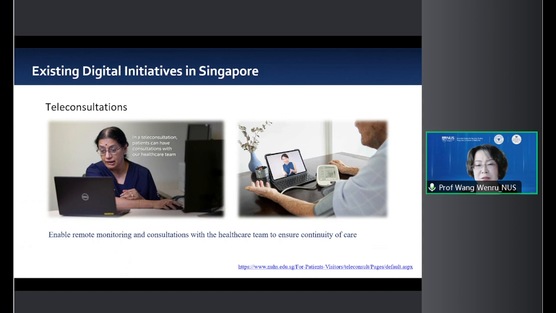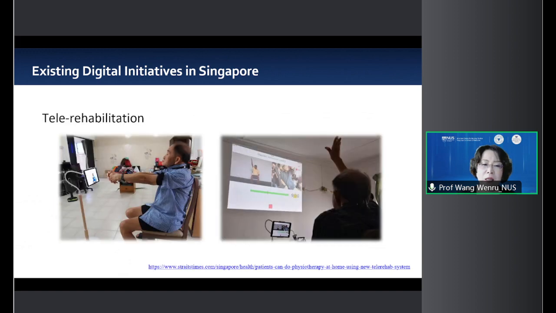Teleconsultation, I think you are probably already very familiar with this. Teleconsultations have also become increasingly popular in Singapore, especially during the COVID-19 pandemic. We know that teleconsultation enables the healthcare team to remotely monitor and consult with our patients to ensure continuous care. And as we know, with an aging population, more and more people will suffer chronic disease and physical disabilities. So rehabilitation becomes crucial for these individuals. Tele-rehabilitation technology is also consistently improving to enable patients to undergo rehabilitation in the comfort of their own home.